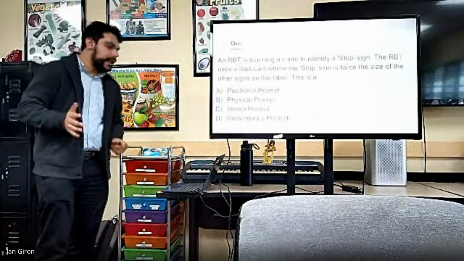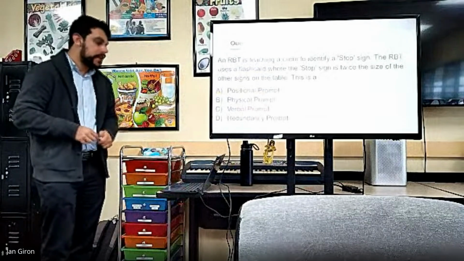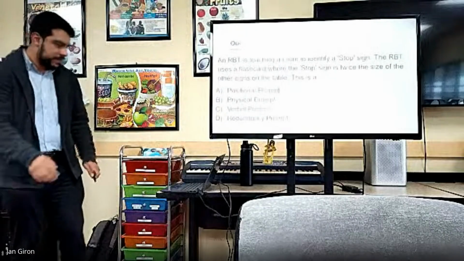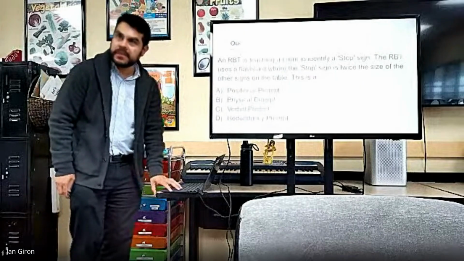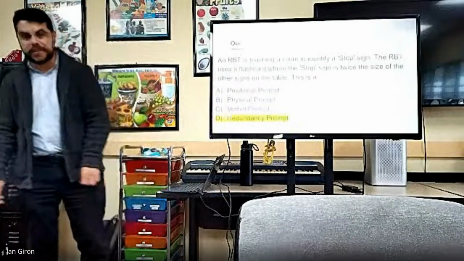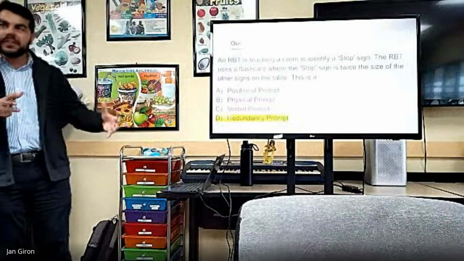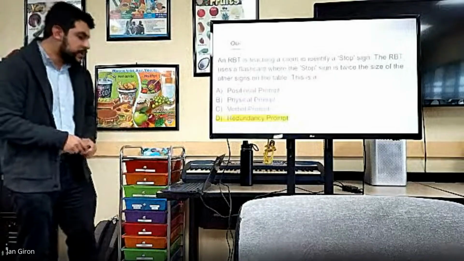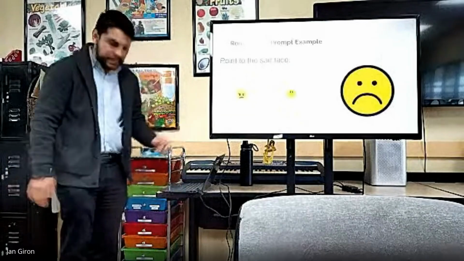RBT is teaching a client to identify a stop sign. RBT uses a flashcard where the stop sign is twice the size of other signs on the table. What is this? Yes, redundancy. Yes, redundancy again. We're changing the shape, color, size, whatever it is we can to make the answer much more obvious. Just like what we did here.